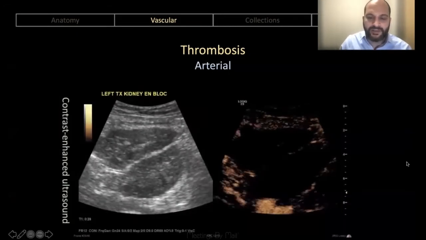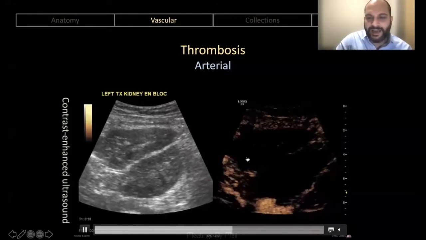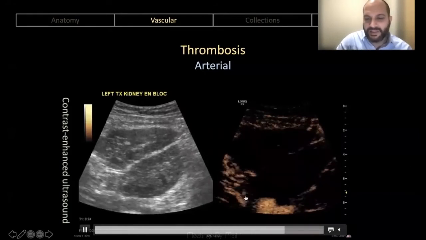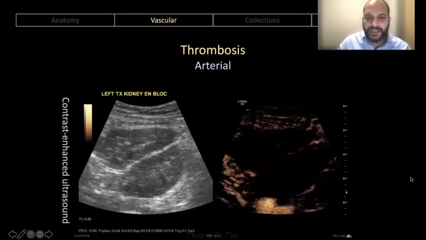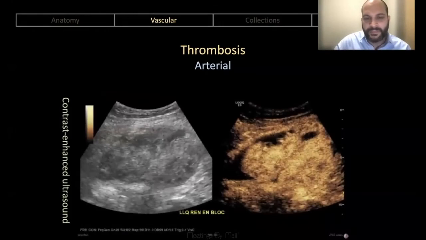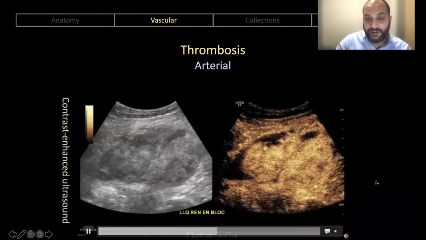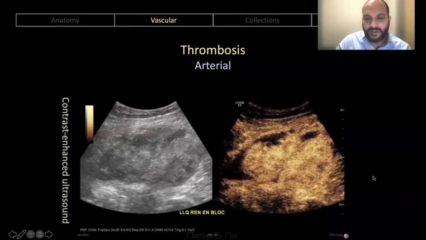Now, contrast enhanced ultrasound is also an option. Here you can see a pediatric en-bloc kidney graft, and there's absolutely no uptake of contrast. You can see the contrast in the surrounding tissues. This is a case of arterial thrombosis. Because the arterial thrombosis was able to be recognized right away, they were able to do a thrombectomy.